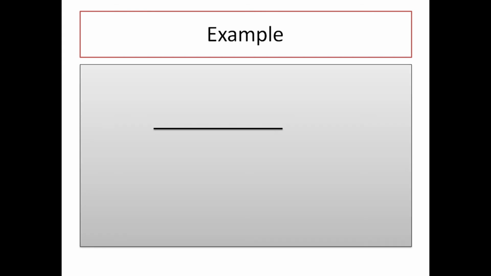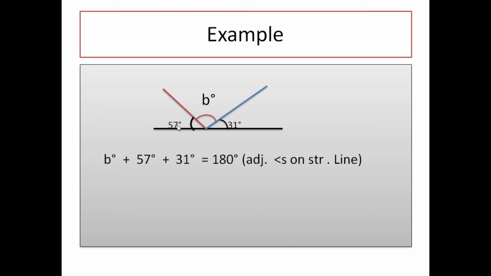You can see here the straight line. The angle formed on the straight line is this one. This is the first angle, one more angle, and there is another angle formed on the straight line. So you can see there are three angles formed on the straight line, 1, 2, and this is 3. Here B is unknown, and 57 and 31. As we know, the sum of the angles on a straight line is always equal to 180 degrees. So B plus 57 plus 31 equals 180 degrees, and all these angles are adjacent angles on a straight line.